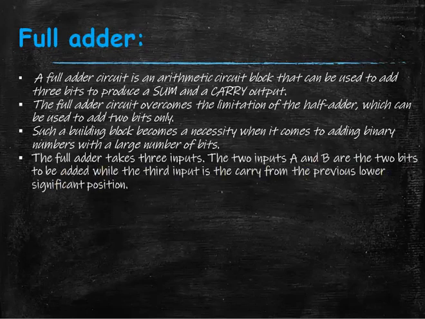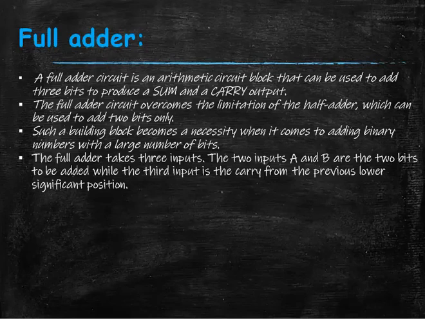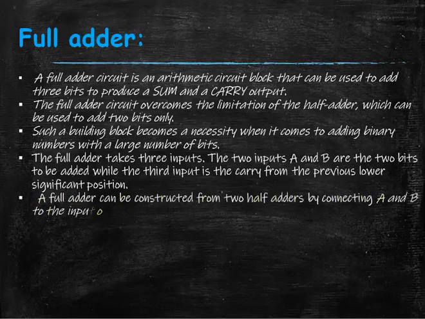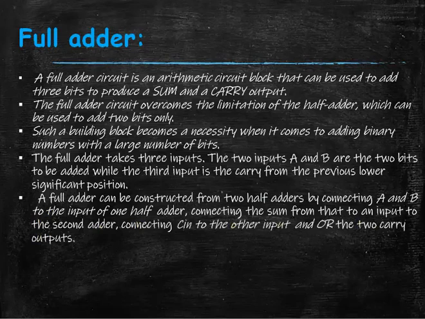We see that a full adder takes 3 bits. The two inputs A and B are the 2 bits to be added, while the third input is the carry from the previous lower significant position. Okay, then we can construct a full adder from 2 half adders.